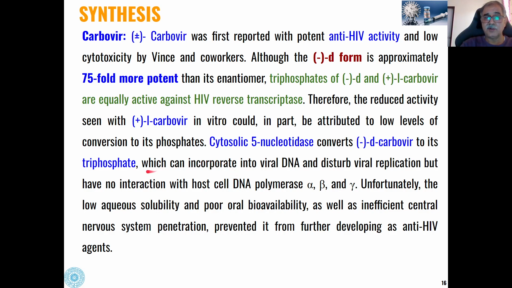Here also it will incorporate into the viral DNA and disturb the viral replication. But it will not have any interaction with the host cell DNA polymerase alpha, beta, or gamma. But because of the low aqueous solubility and poor oral bioavailability, as well as inefficient central nervous system penetration, this is prevented from further development as an anti-HIV agent.